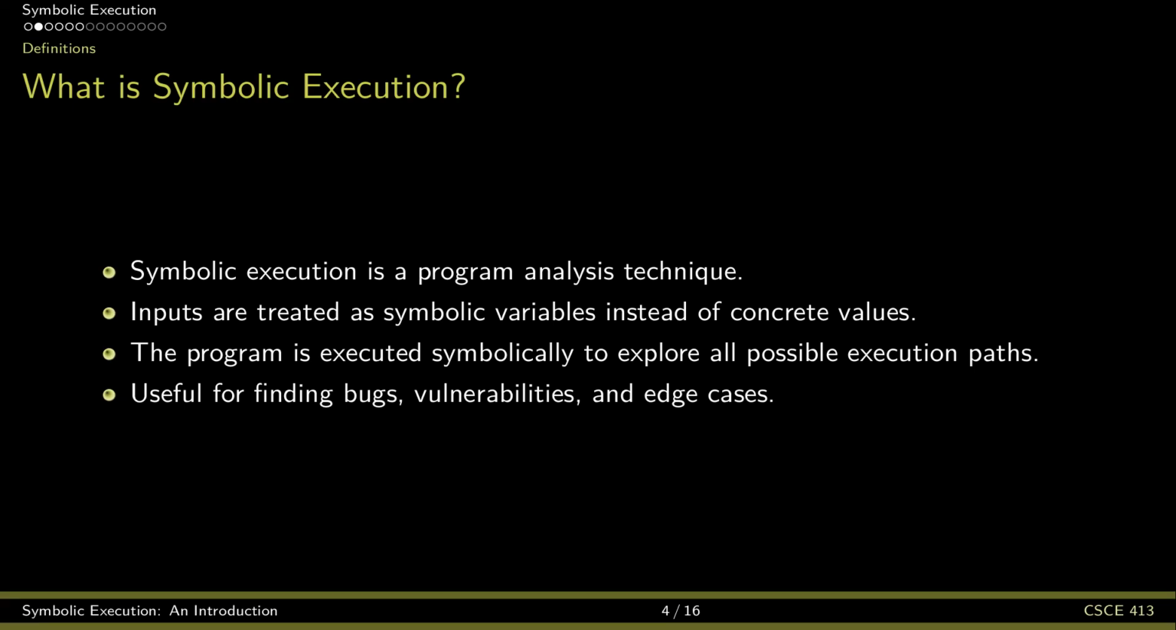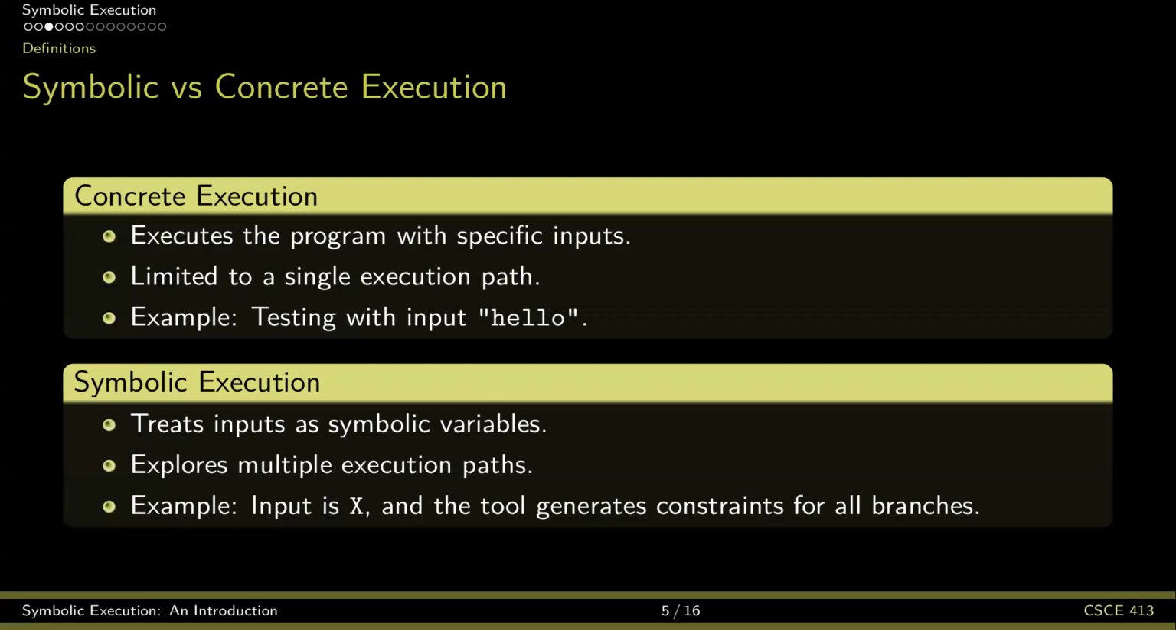To give more concrete examples, let's talk about the difference between concrete and symbolic execution. When we talk about concrete execution, we are talking about, as the name says, concrete values, the actual values that you pass. So when you have an input, the input is 1, 2, 3, 4, A, B, C, whatever it is, this is the concrete input.